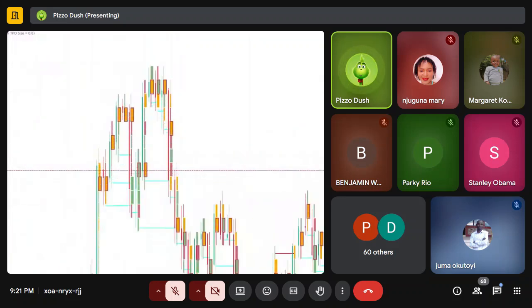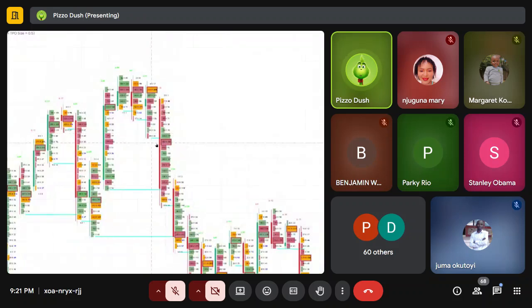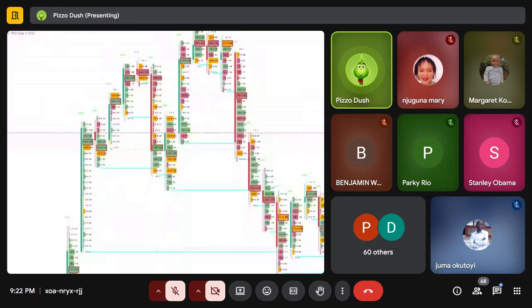So watu wengi wanadhania order blocks zinaform a lot of times, but honestly zinakuanga rarely. Big institutions hawaingii trade vile wanafikiria ati a lot of time. Zinakuanga rarely, they are formed rarely. So don't expect to find a lot of order blocks each and every time. GBP, try GBP USD.